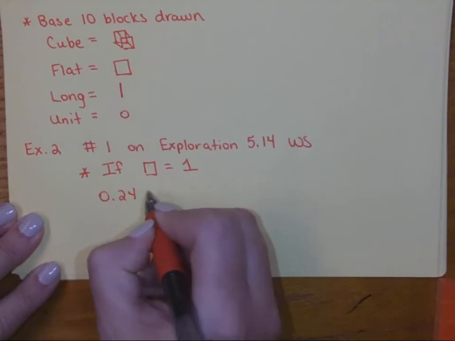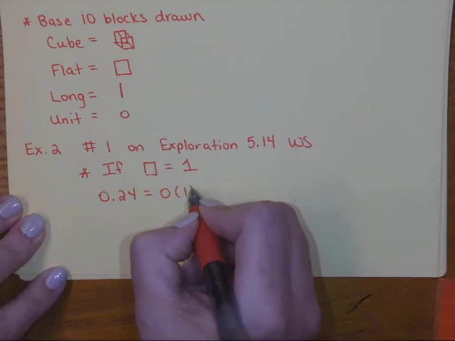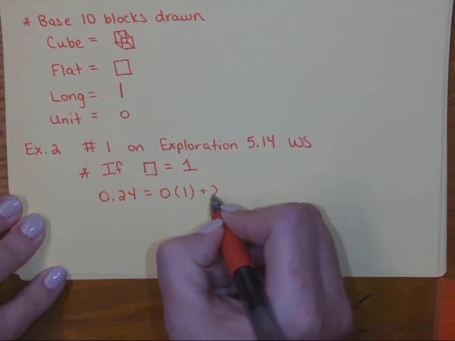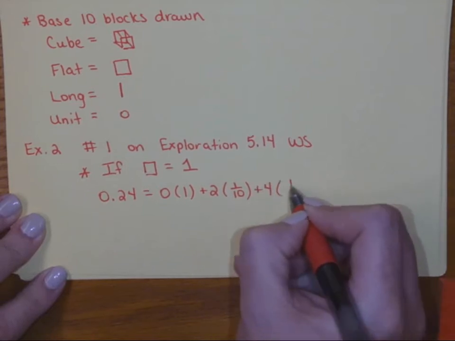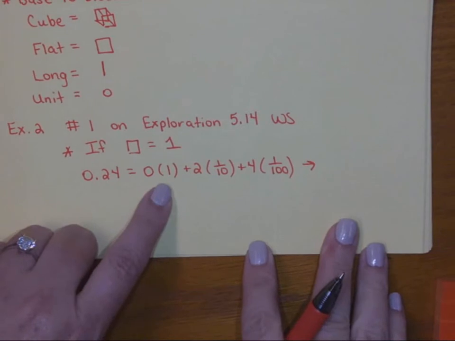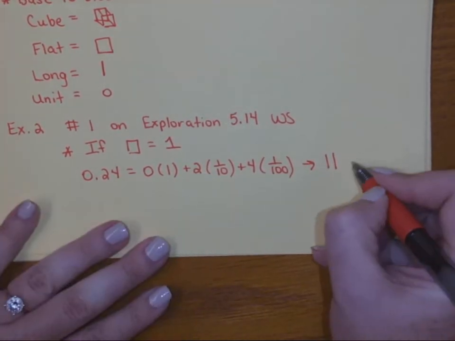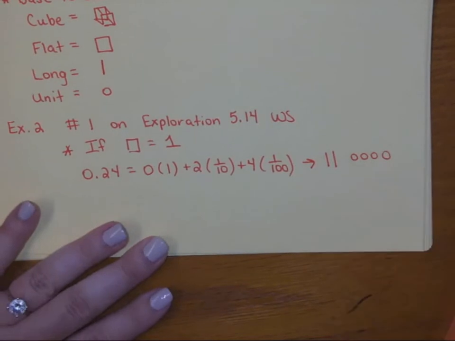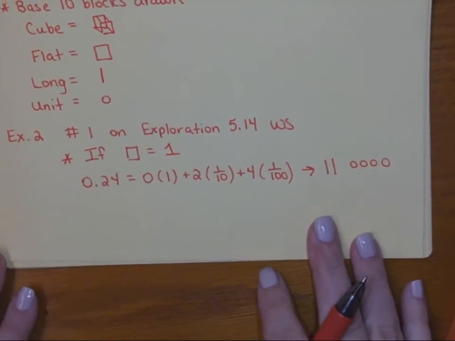0.24. By the way, let's show this in expanded form. We have a 0 in the ones place. We have a 2 in the tenths place. And we have a 4 in the hundredths place. So if I was going to show that with pictures, I have no flats, I have 2 longs, and I have 4 units. Notice it would be necessary for me to have said what my whole was.